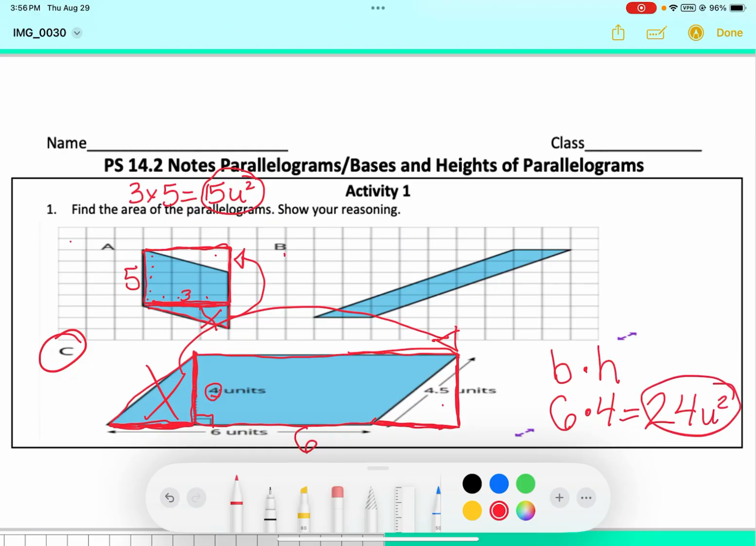Keep in mind, a lot of people are going to want to use this 4.5. Please do not. That is a diagonal. That does not form a right angle with the base. This is not a right angle, so we don't include 4.5. So that's a trickster one.